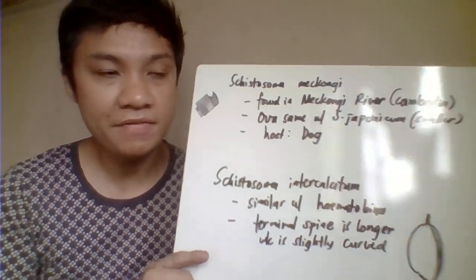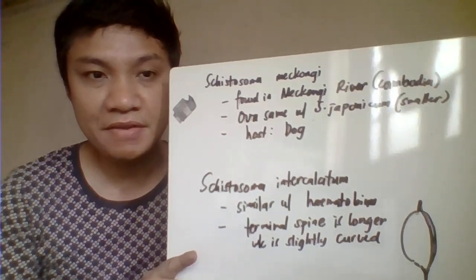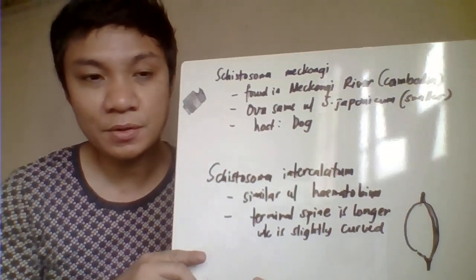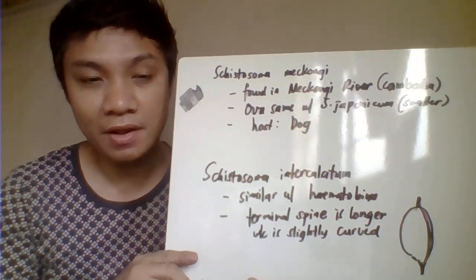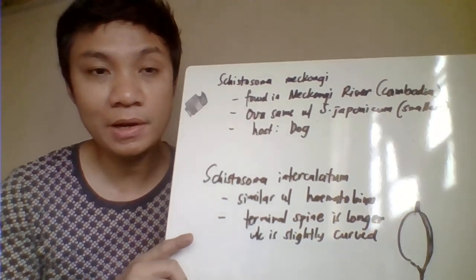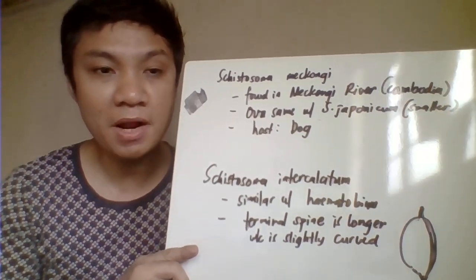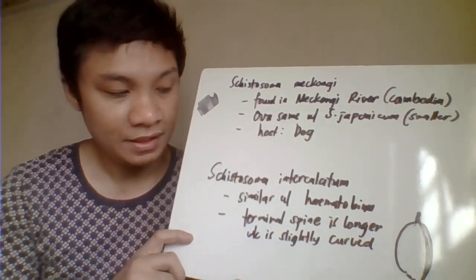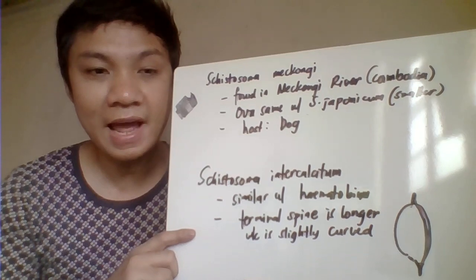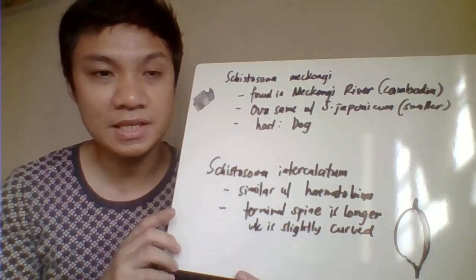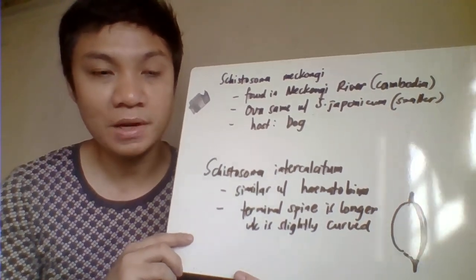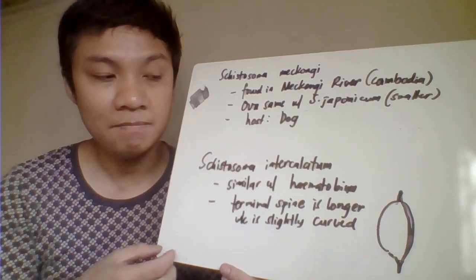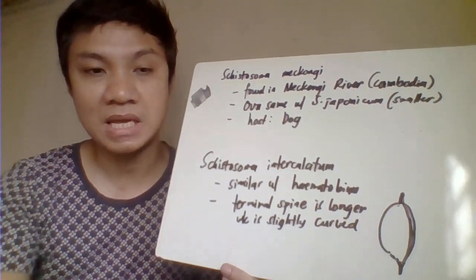Okay, the next one, we have here your Schistosoma mekongi found in the Mekong River in Cambodia. So it would resemble here the morphology of your Schistosoma japonicum, only that it is much smaller compared to your japonicum. And the host for that would be the dog. Then we have this Schistosoma intercalatum. It would have here the same morphology as with your haematobium, only that the terminal spine is much pointed and less curved, plus would have here two terminal spines.